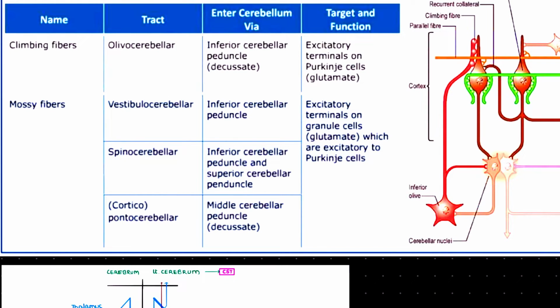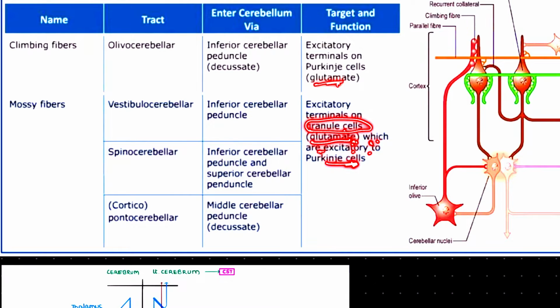Now what is their function? Their function is to excite the terminals on granule cells. Our climbing fiber was exciting the Purkinje cell, but these mossy fibers are exciting the granule cell. Now these granule cells are excited through glutamate, the same as the above one. Eventually, through various steps, they are going to excite the Purkinje cell.